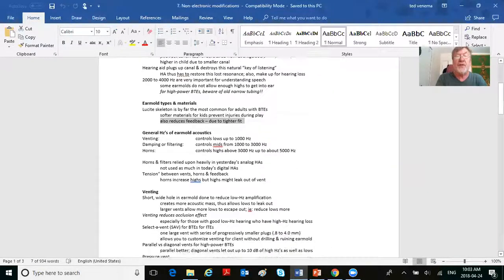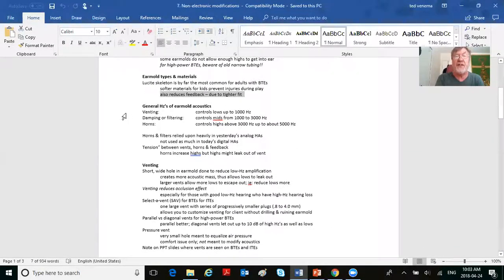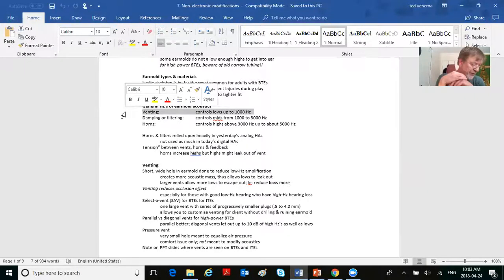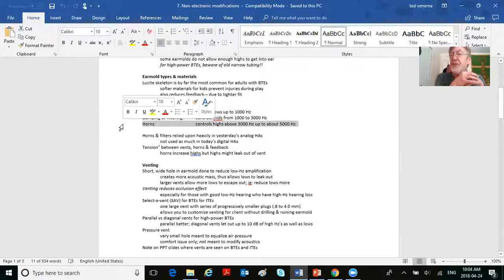So, horns and filters. Of these three, the one we're covering the most is venting, okay? Venting is the big one, because it reduces the occlusion effect. Damping or filtering isn't used quite as much today as it used to be, because today's hearing aids are digital and we can really get around the need for filters digitally. Same with horns. They're not used as much today either.